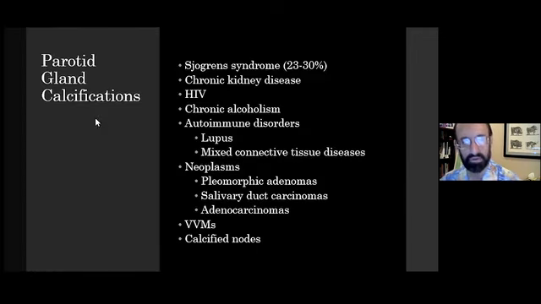And so the parotid gland calcifications include a differential which includes Sjogren's most commonly, but also chronic kidney disease with calcium phosphorus dysmetabolism, HIV, lupus, mixed connective tissue diseases, and some neoplasms which can have calcification. This ended up being a patient who had both lupus as well as sarcoidosis, same patient, multiple glandular calcifications, not sialoliths in the ductal system. So that was another case. So why don't we go with the questions and we'll see about the answers.